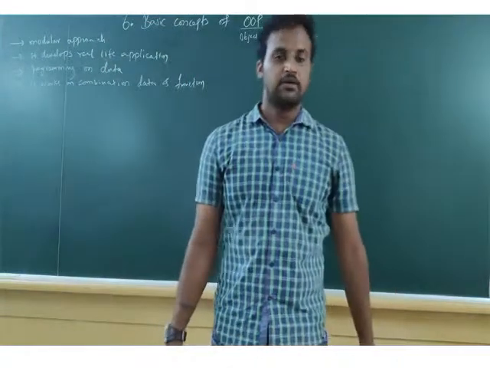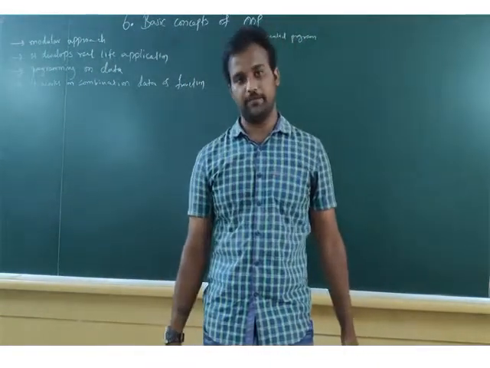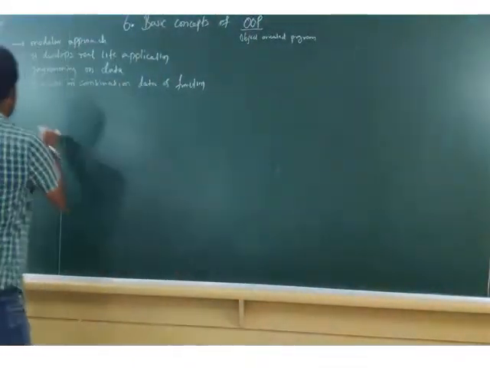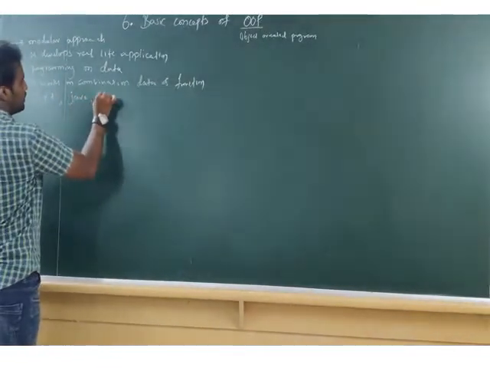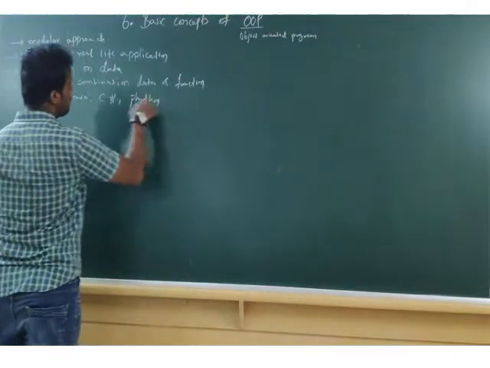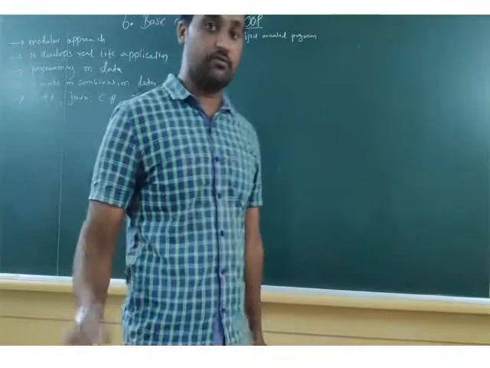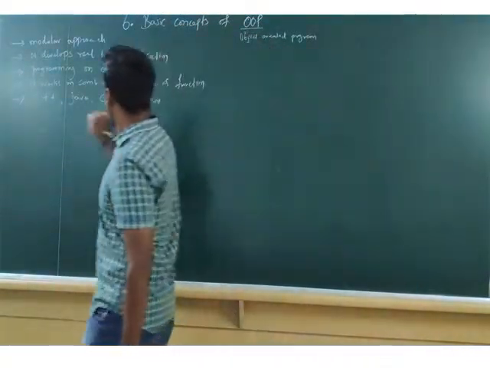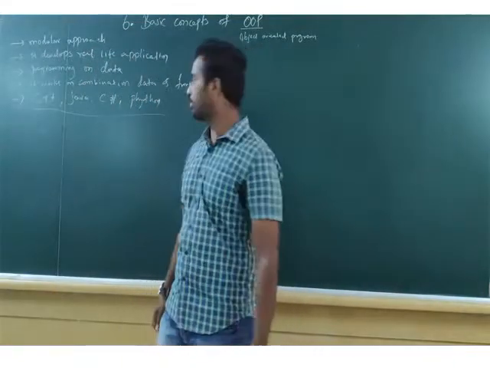Next comes, what are all the object oriented programming languages we have? We have C++, Java, C#, Python. These are all real life applications which are right now there in the market. These are all object oriented programming languages.